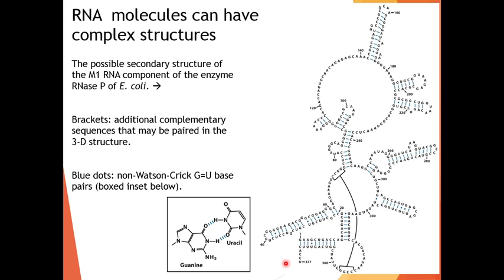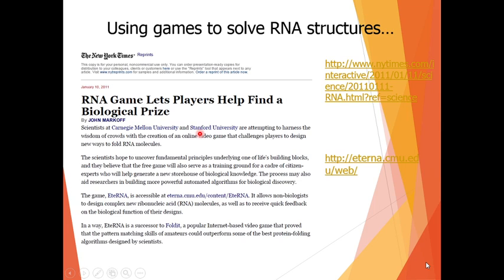If you really want to understand the complexity of RNA molecules, and if you're really interested in understanding the structures, there is a game that you can play if you go to this website. This was heavily advertised in the NY Times. It says RNA game lets players help find a biological prize. This game is very, very cool in the sense that it gives you an RNA structure and you can predict, by base pairing various different bases, what kind of secondary structures they can adopt. Please try it if you are really interested.